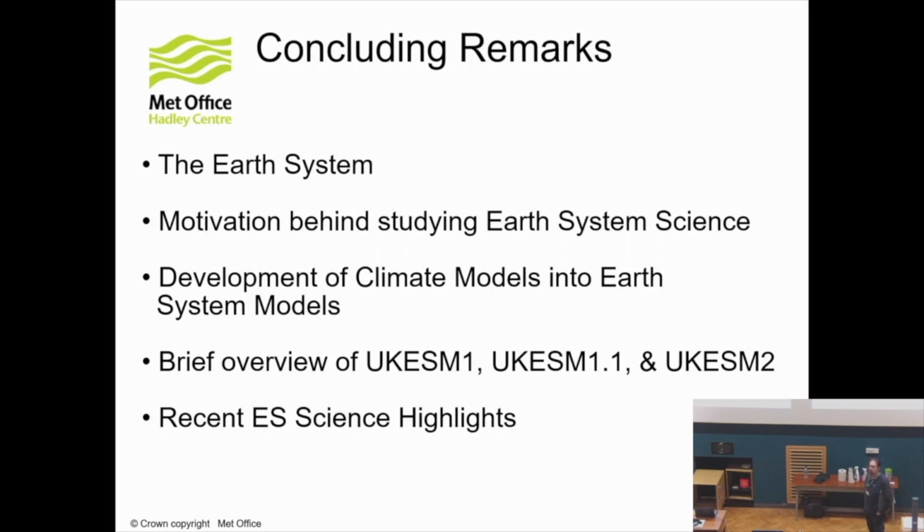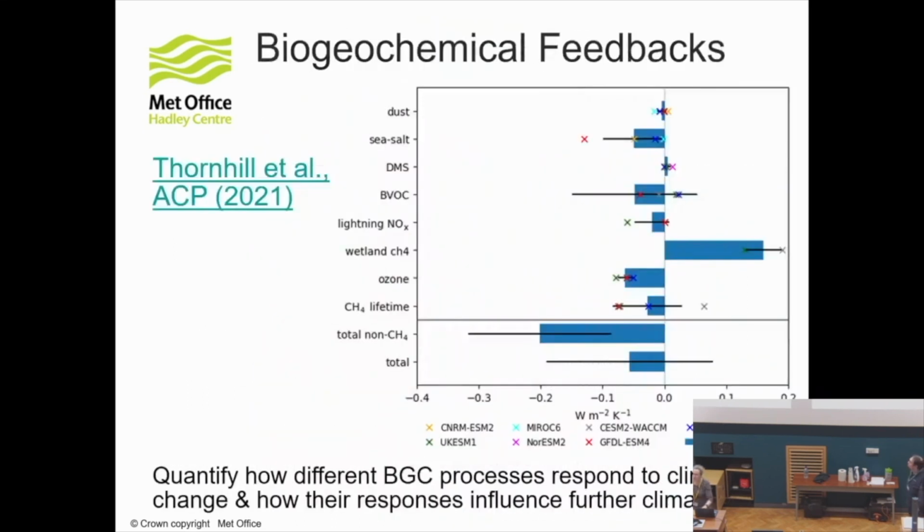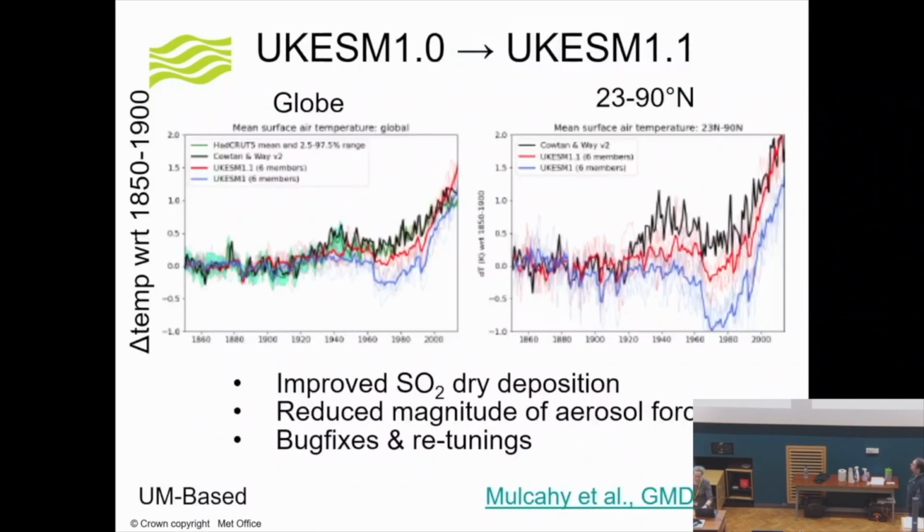You mentioned when you run the model from UKESM 1.0 to 1.1, you mentioned that you are doing some retuning. So how many parameterizations are you changing, or do we just change one or two?